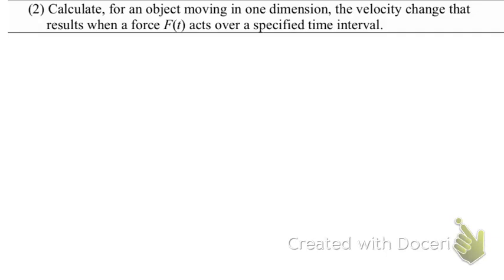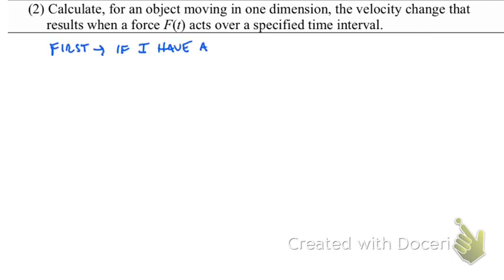Okay, so here's the standard B2A2, and what they want you to do is calculate, for an object moving in one dimension, the velocity change that results when a force F(t) acts over a specific time interval. So what does that exactly mean?